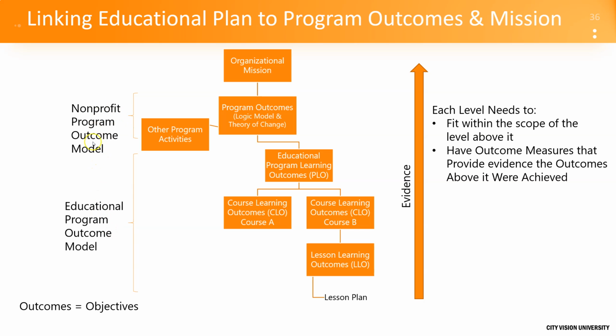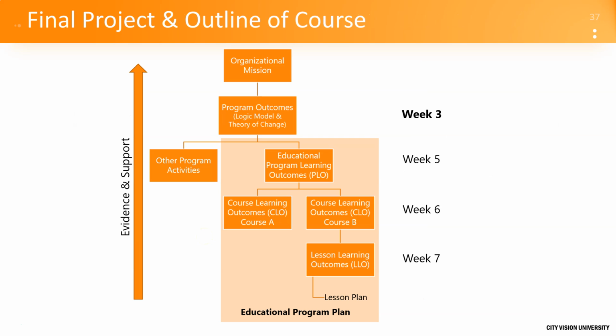Whereas the nonprofit educational program model doesn't use that. Now, you're developing an educational program plan. The scope of this plan is basically going to be covering all of these things. You need to relate it back to the program outcomes and educational mission, but you're not writing an entire program. So that's the basics of how all this relates.